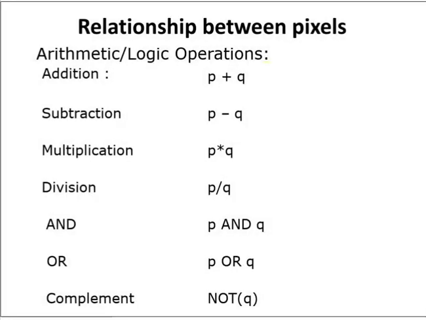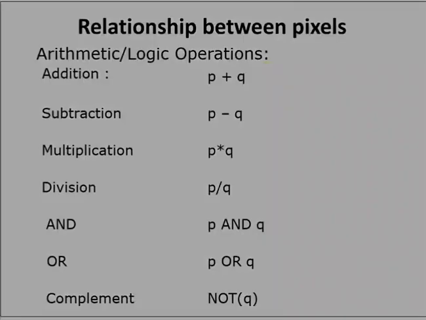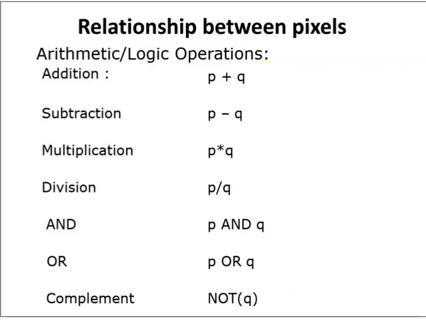Then the next logical operation is or. It performs addition of the pixel values in a digital image, that is P or Q. Then the last logical operation is complement. Complement is denoted by not Q, meaning to invert the value, that is 0 is converted into 1 and 1 is converted into 0. This is called the complement of a pixel.